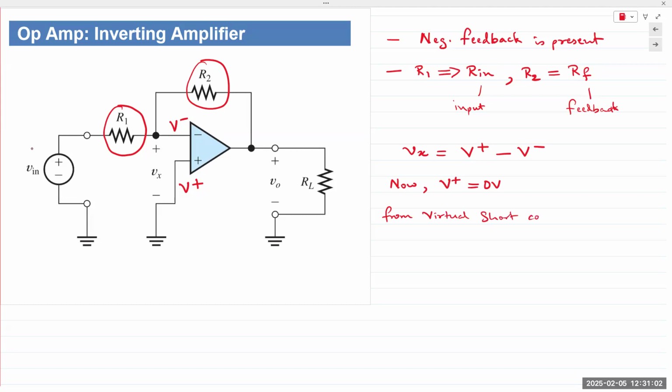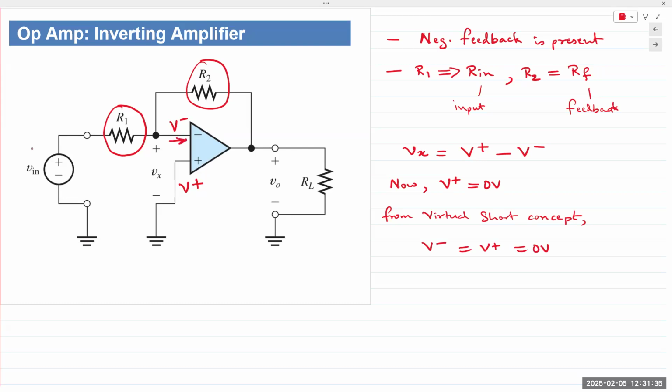Virtual short concept. We can write V minus is equal to V plus is equal to 0 volts. So the non-inverting input is connected to ground. So we can say the inverting terminal is also virtually connected to ground. V minus is also at 0 volts.